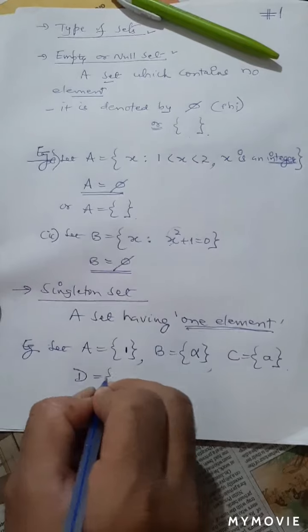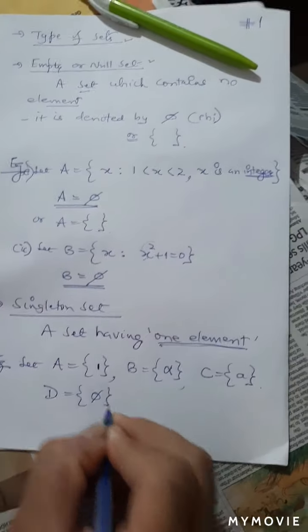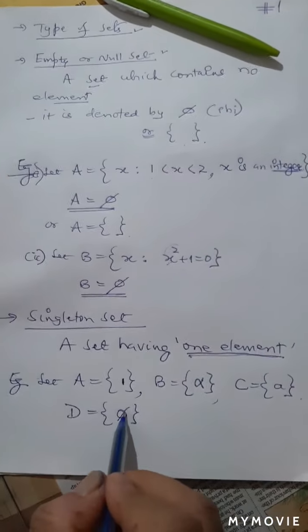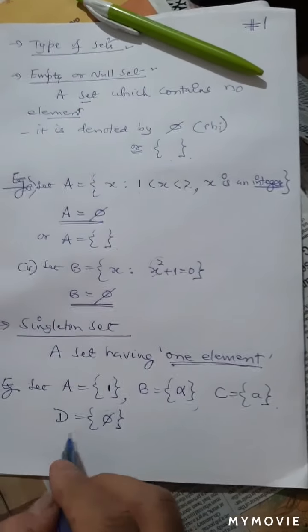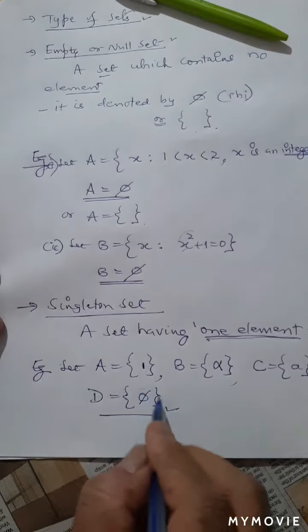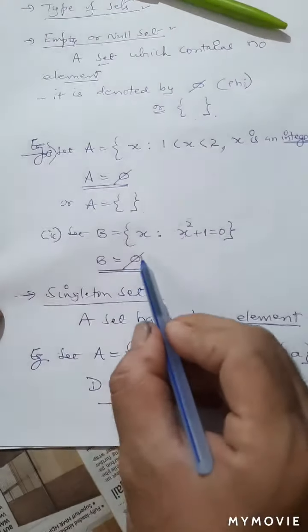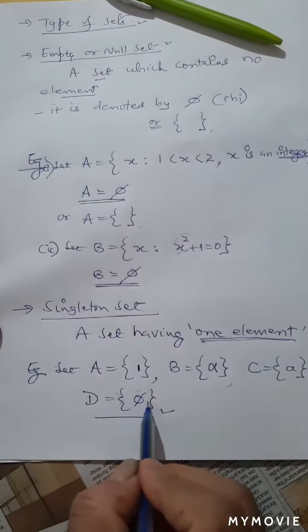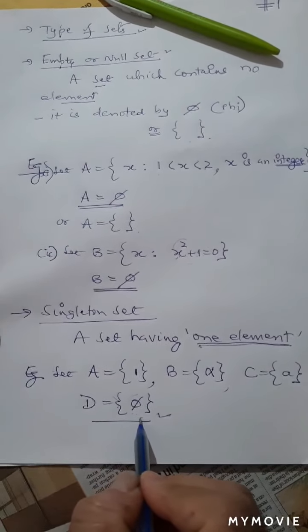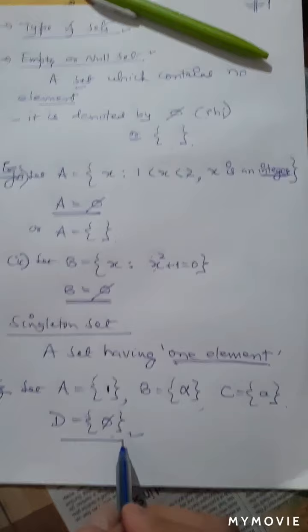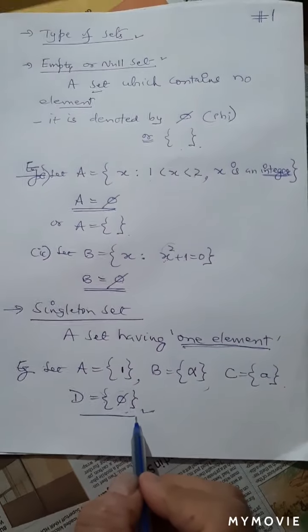If I write D equals this, remember now this is not an empty set. Within the set you have an object. Here the object is this phi. So this is also a Singleton set. This is not the empty set. If I write it like this, it is empty, but within these two braces I have placed some object. So this is a Singleton set, a set consisting of exactly one member.